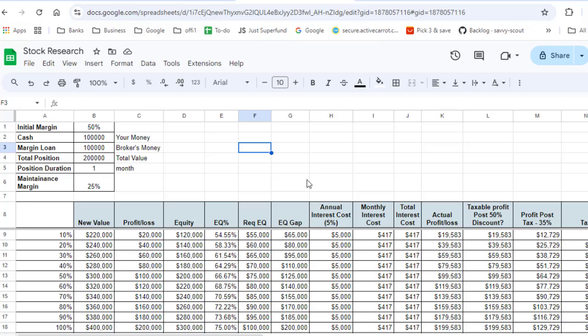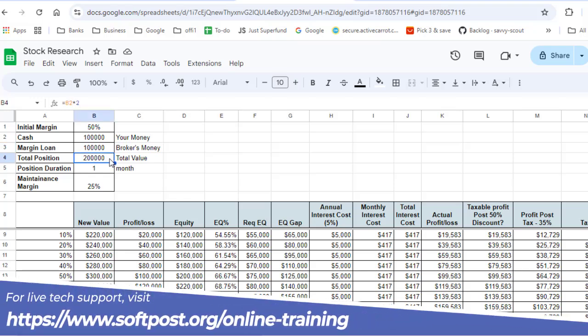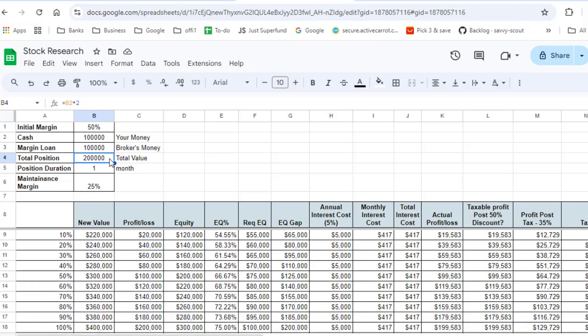Let us try to understand the difference between initial margin and maintenance margin. Let us say initial margin is 50%. What it means is that if you want to take a position of say 200k, then out of that 200k, 50% of the money will be provided by you. So 100k will be provided by you and 100k will be provided by your broker. So that is the meaning of 50%.